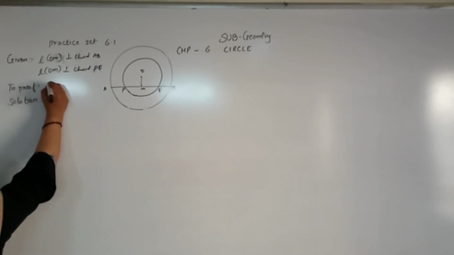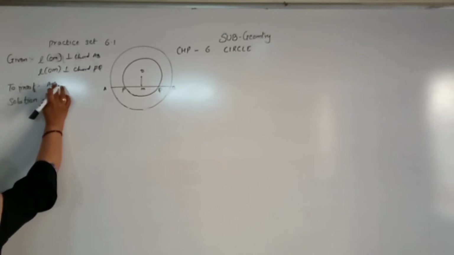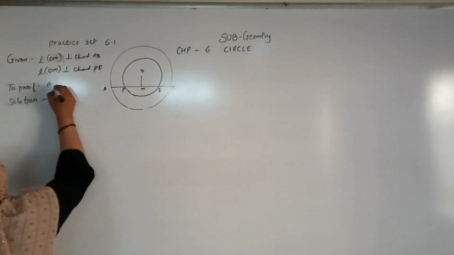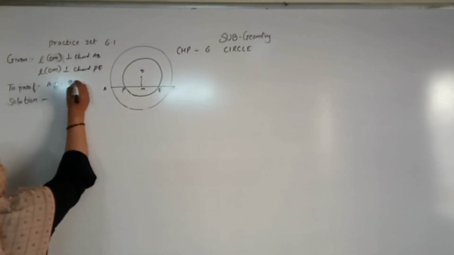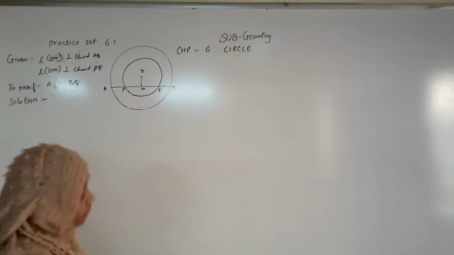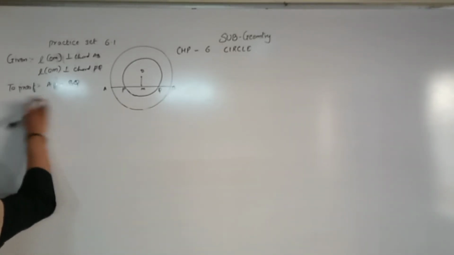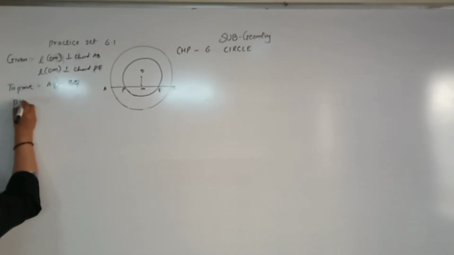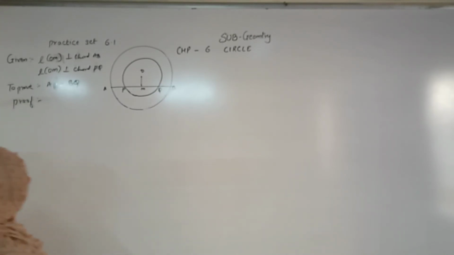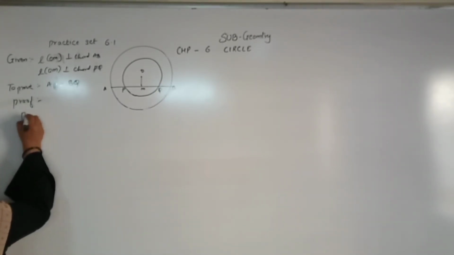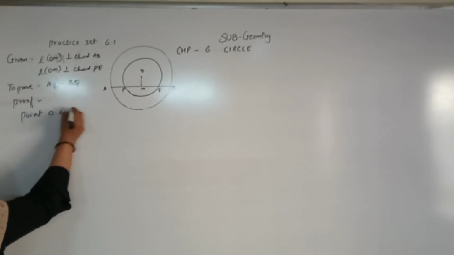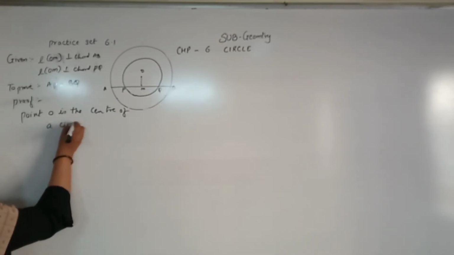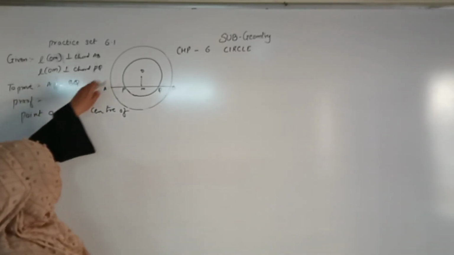क्या प्रूफ करने बोला है? AP और BQ. क्या बोला है प्रूफ करना स्टूडेंट्स? AP equals to BQ. ओके, कम ऑन. सॉल्यूशन प्रूफ करना है. To prove AP equals BQ, और यहाँ पर आप लिखोगे प्रूफ. कम ऑन, अब लिखो सेंटर पॉइंट O is the center of a circle.